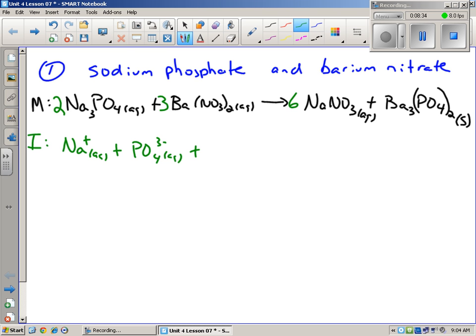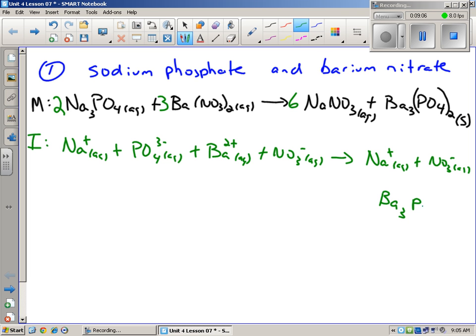Barium we got, so barium ions come in 2 plus, and nitrate 1 minus, all right? Once again, on the other side here, we have 6 sodium nitrates. So sodium, 1 plus, nitrate, 1 minus, and of course, barium phosphate, solid, stays together. So we just rewrite that exactly like you see it now, barium phosphate, like so, okay? So that's exactly what you need to have for that part there, and we got to go back and balance all the ions now as well.